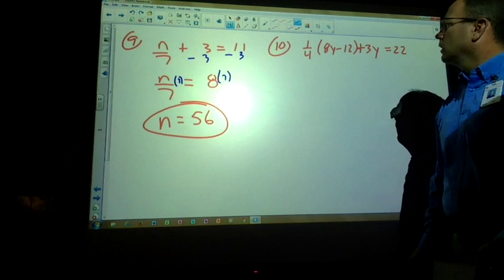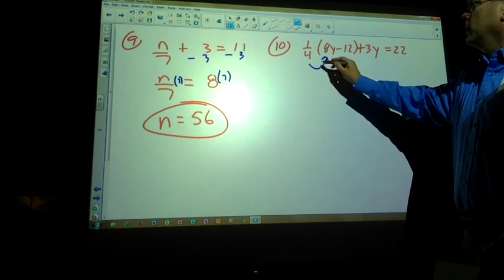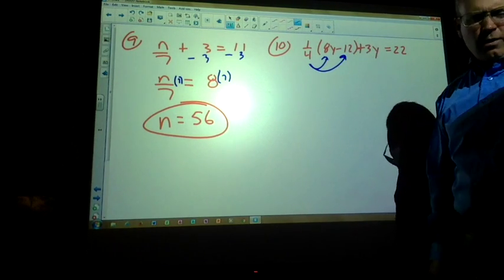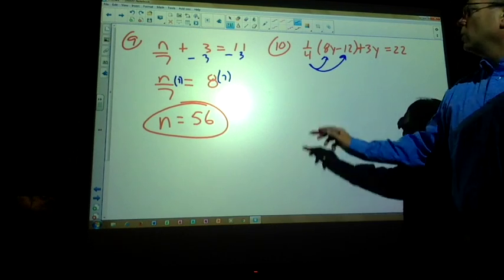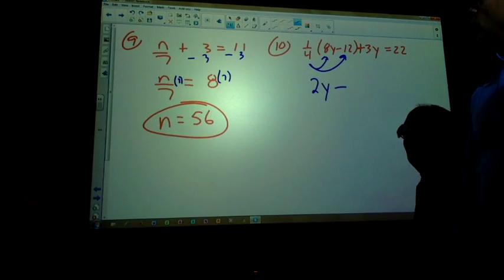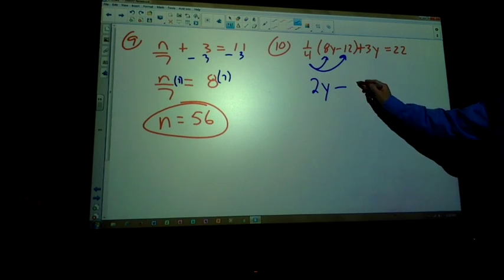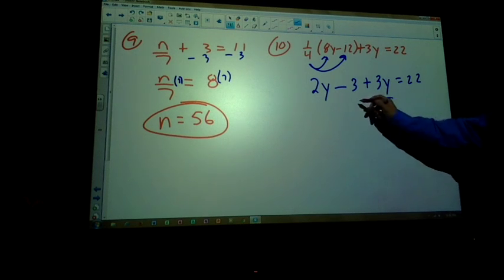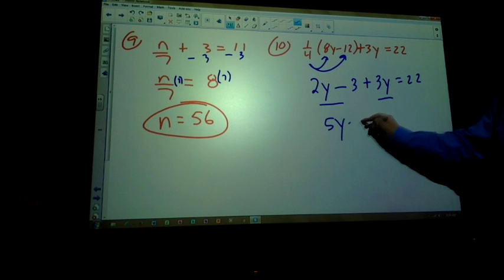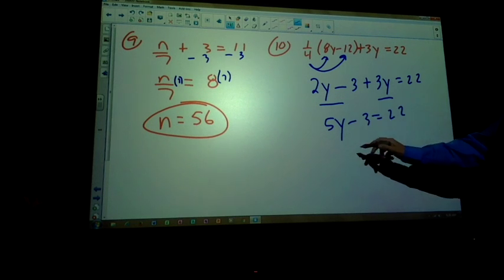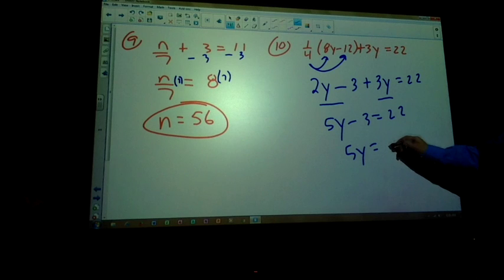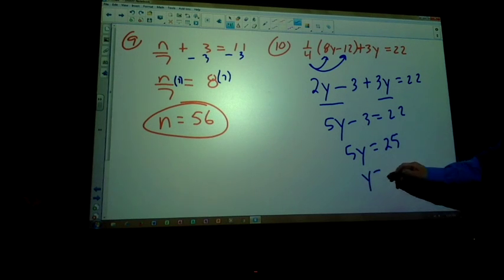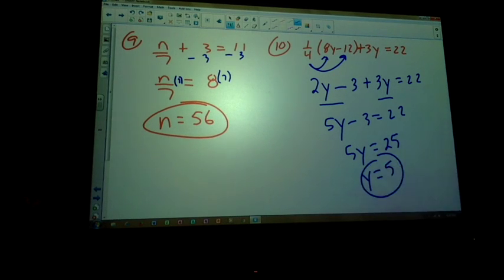That's what I did. Okay, number 10, I'm going to distribute here and here first. So 1/4 of 8 is how much? 2. 2y minus, and 1/4 of 12 is how much? 3. And then I have this plus 3y that comes along. What's next? Combine 2y and 3y. Yeah, combine those two like terms. So I get 5y minus 3 equals 22. Add 3. Divide by 5. Done. Yay. Sweet.